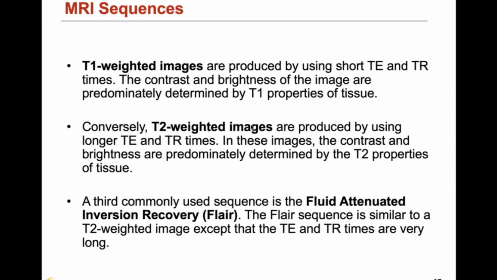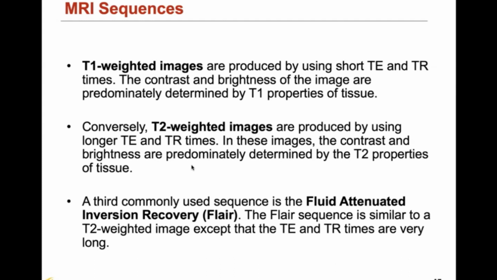So T1 weighted images are produced using shorter TE and TR times, and the contrast and brightness of the images are predominantly determined by the T1 properties of a tissue. Okay, T2 weighted images are produced by using longer TE and TR times. In these images, the contrast and brightness are predominantly determined by the T2 property of a tissue. So these are the two very common MRI sequences, T1 weighted and T2 weighted images.